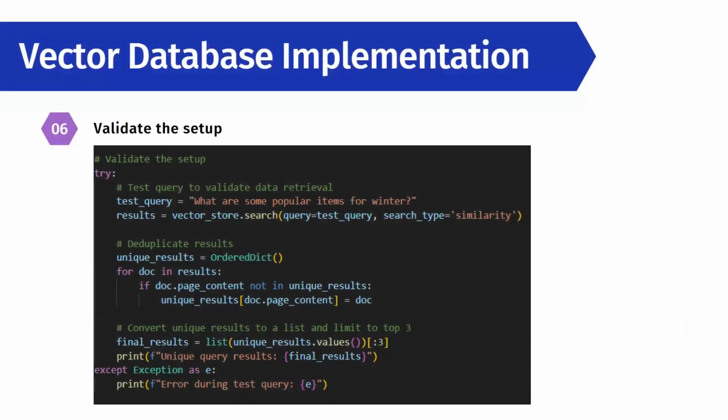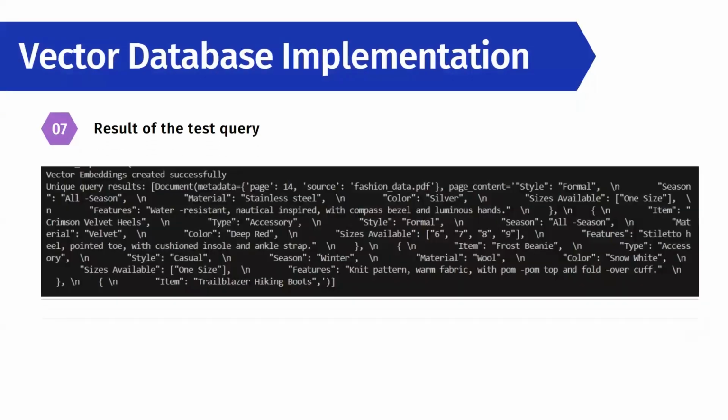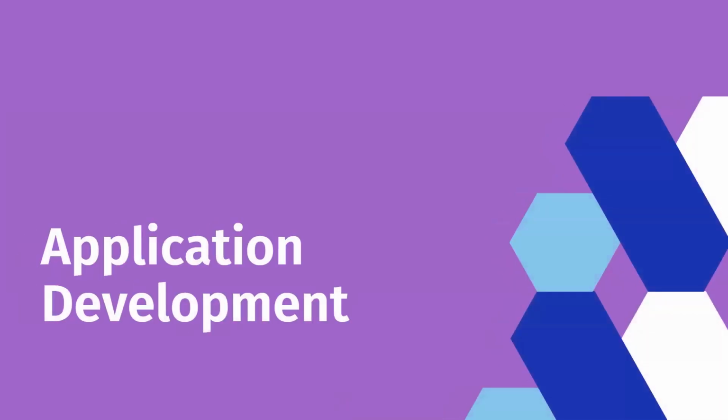Lastly, let's validate our VectorDB implementation to generate the top three results for the test query, what are some popular items for the winter? And here I got this result, which seems pretty accurate. Now let's proceed with the application development.